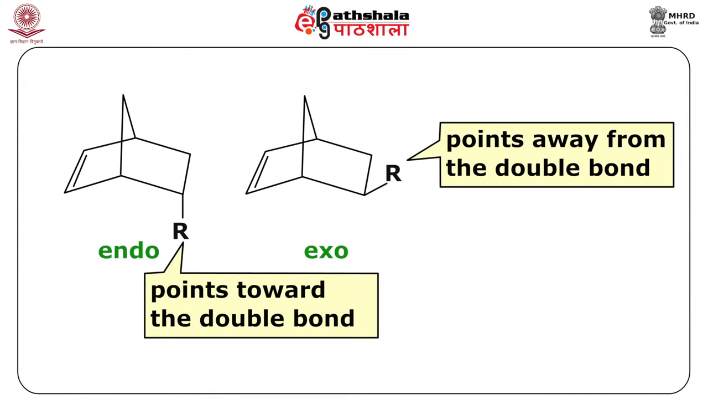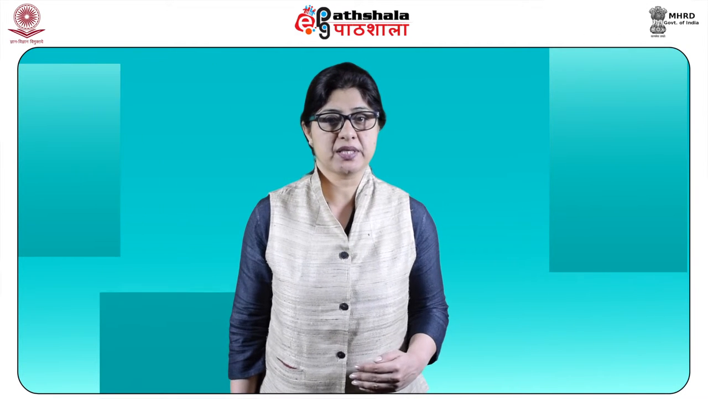There are two possible configurations for the bridged bicyclic compounds based on the position of the substituents. If the substituent R points towards the double bond, an endo configuration is possible. And if the substituent R points away from the double bond, the exo configuration is expected, as depicted in the given figure, the endo and the exo. Endo points towards the double bond and exo is away from the double bond. The formation of the endo product is normally preferred and is formed faster when the dienophile possesses a substituent with pi electrons. This is probably due to less steric hindrance.